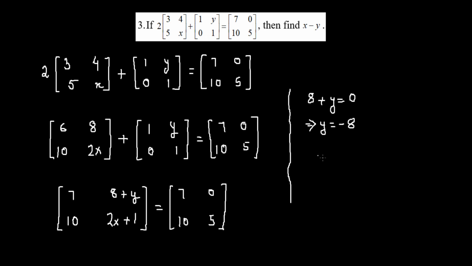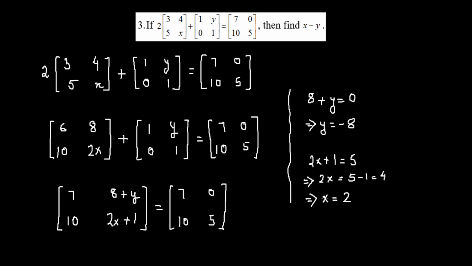For the fourth entry, which is twice x plus 1, that will be equal to 5. So solving for x, we'll get 2x equals 5 minus 1, which is 4. Then we divide both sides by 2, that should give us x equals 4 divided by 2, which is 2, so x equals 2.